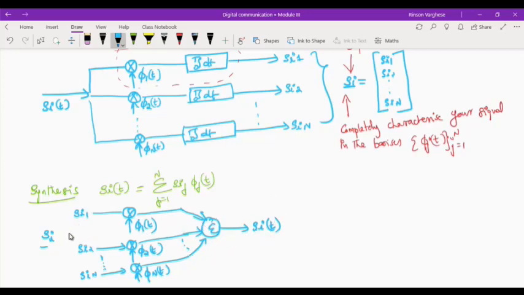So you have your signal vector here. Now from the signal vector you have reconstructed your signal back, and this is a block diagram representation of the synthesis process.